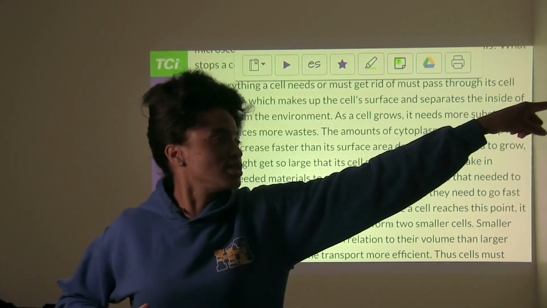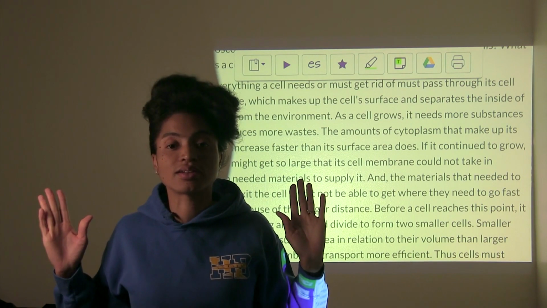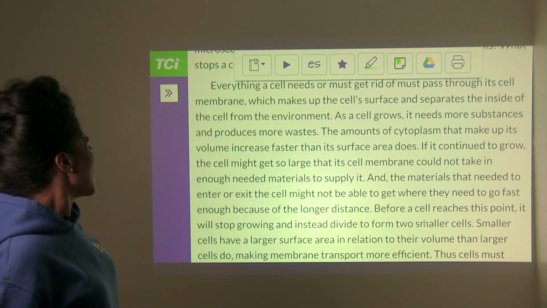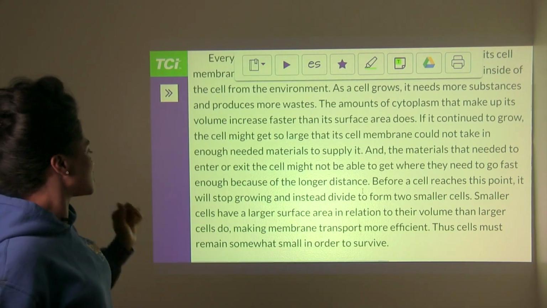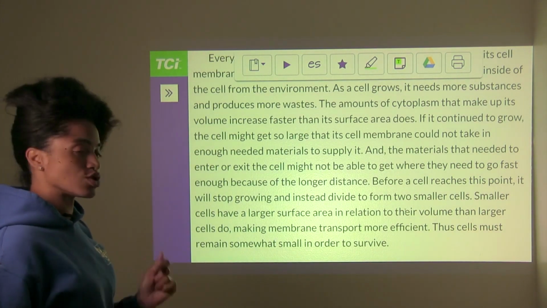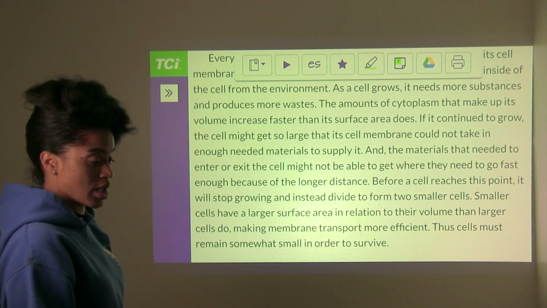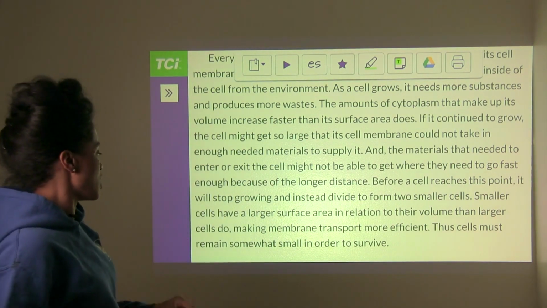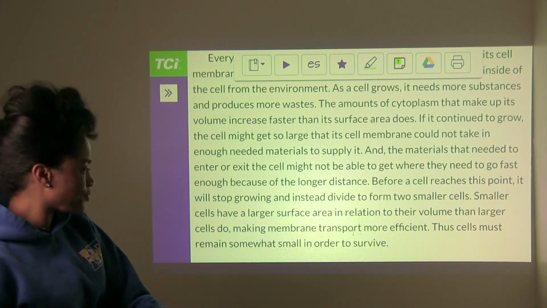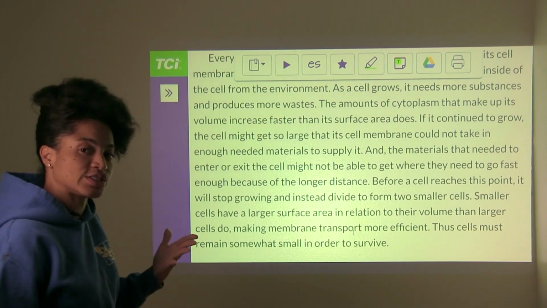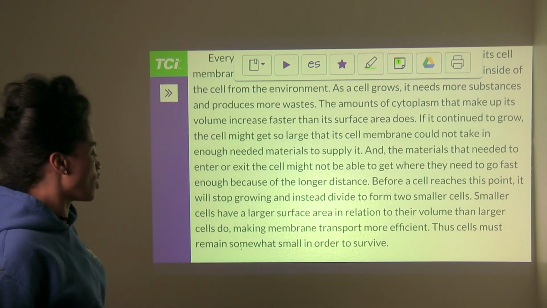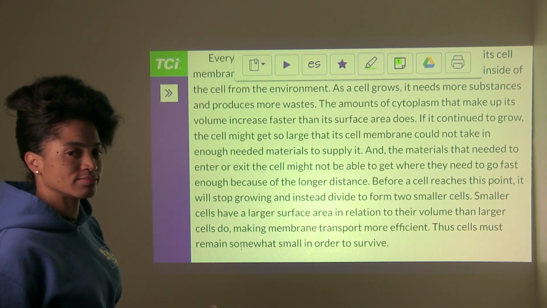I shall not travel that far. I will just divide into two cells, all right? So, smaller cells have a larger surface area in relation to their volume than larger cells do, making membrane transport more efficient. Thus, cells must remain somewhat small in order to survive.